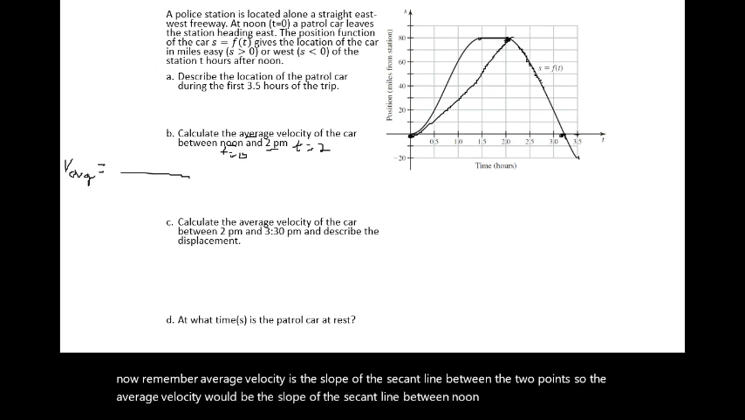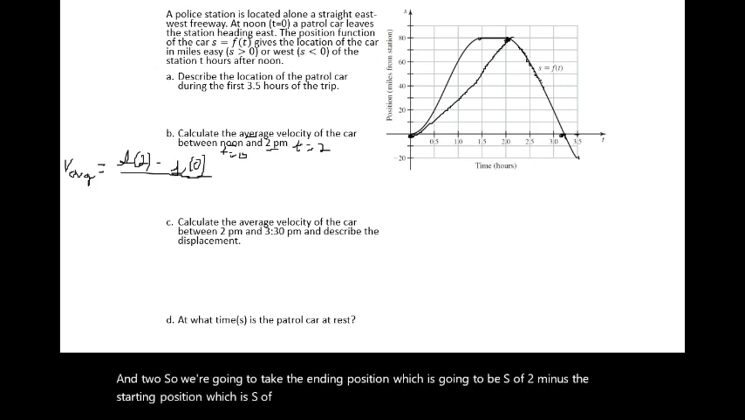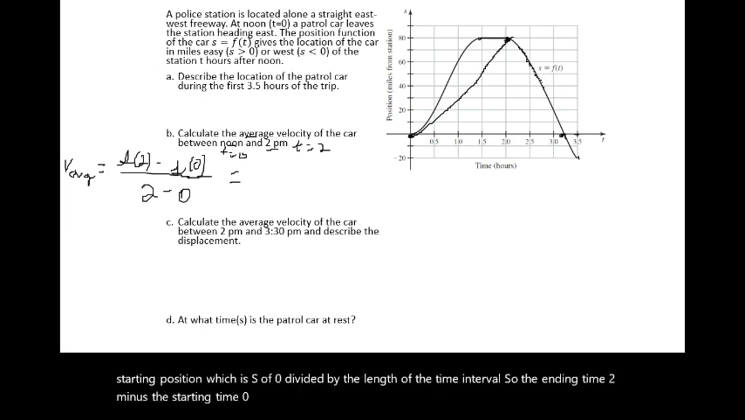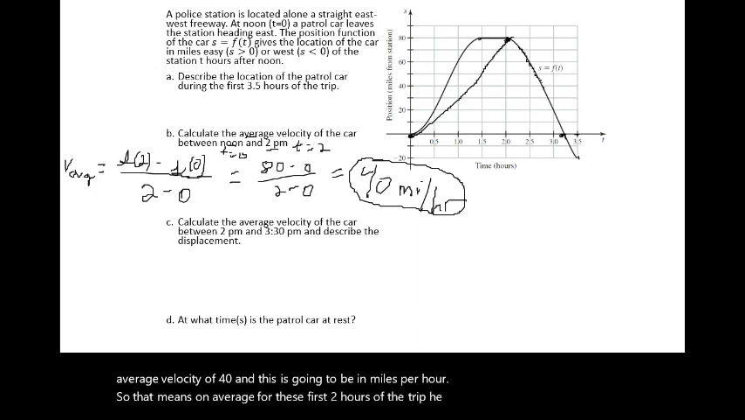We're going to take the ending position, which is s of 2, minus the starting position, which is s of 0, divided by the length of the time interval, the ending time 2 minus the starting time 0. So s of 2, which is 80, minus s of 0, which is 0, over 2 minus 0, gives us an average velocity of 40, in miles per hour. That means on average for these first 2 hours of the trip, he was traveling at an average of 40 miles per hour.